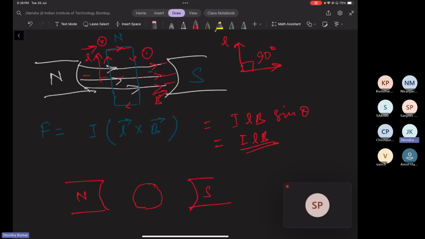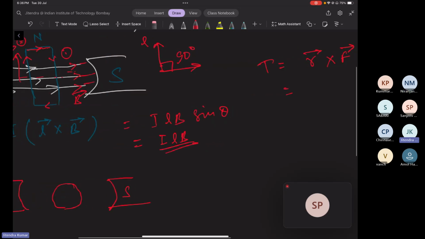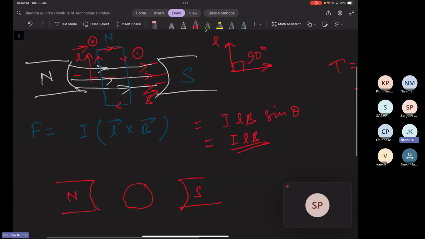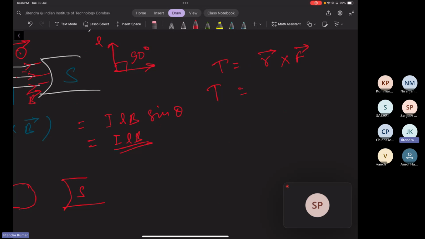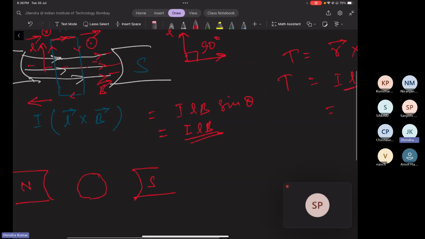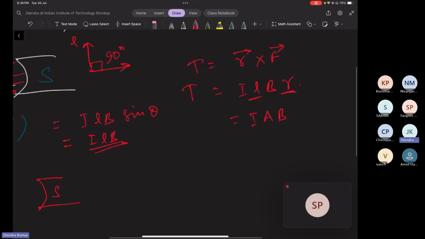And what about torque? Torque is nothing but R cross F, the basic science, if you recall from class 12. Force into displacement. This block will have the tendency to apply the force this side. So if you calculate the torque, I L B is the force, into R. This is R, this is L. So L into R is the area, so I A B. This is nothing but your torque.